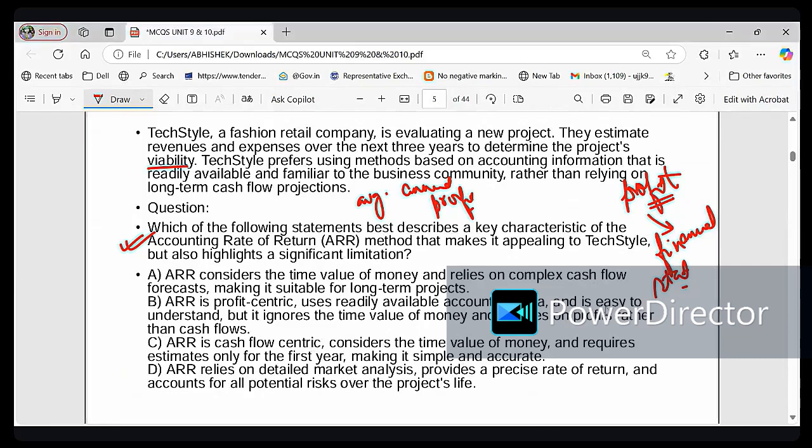What is the limitation? It does not take into account time value of money. Remember, time value of money. You know what is the meaning of time value of money? That means it does not take into account that money today is worth more than money tomorrow, right? So let me give you one example.